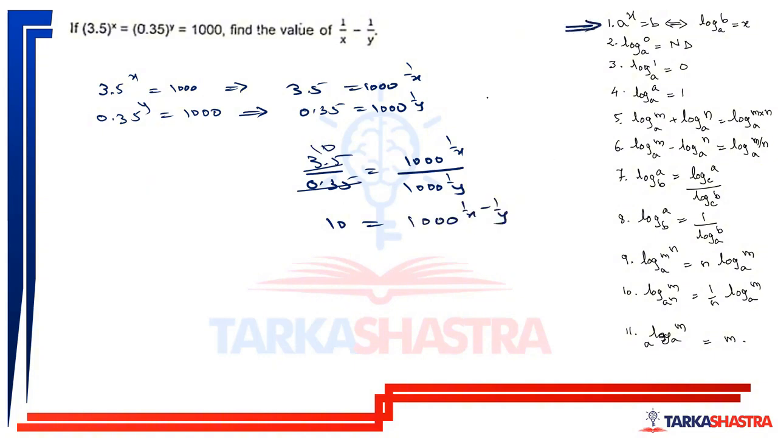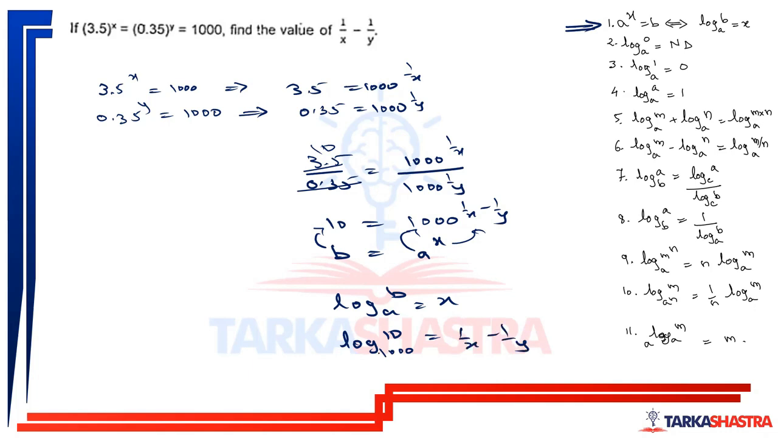Now let us try to apply this. What we have, b is equal to a to the power x, which is log b to the base a is equal to x. So log 10, instead of b we'll have 10, to the base a, a is what? 1000. And instead of x we have this 1 by x minus 1 by y. Okay, so this is log 10, and this is 10 cube, so 3 will come out. So log 10 to the base 10, which is 1, by 3. Log 10 to the base 10 is 1. So 1 by x minus 1 by y is equal to 1 by 3. Simple as that.